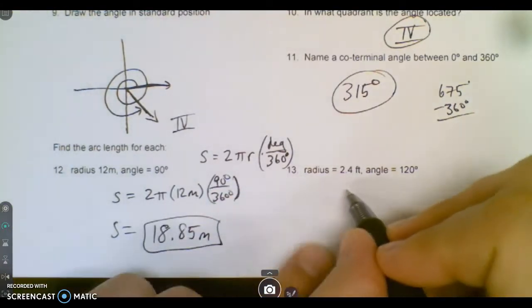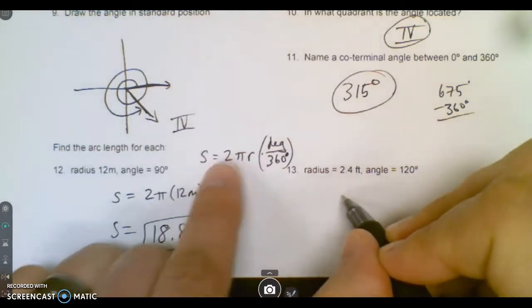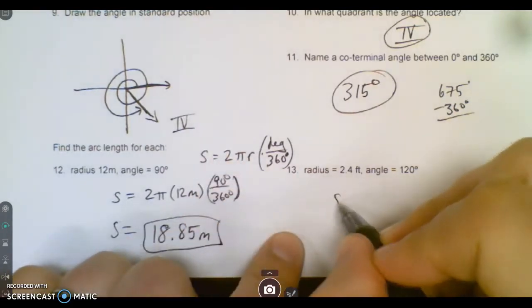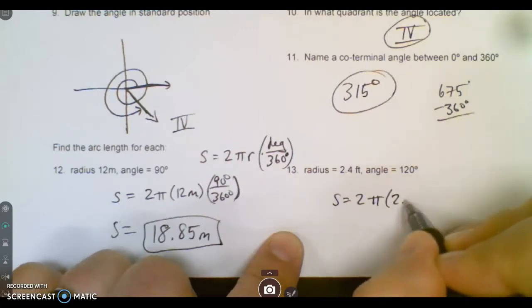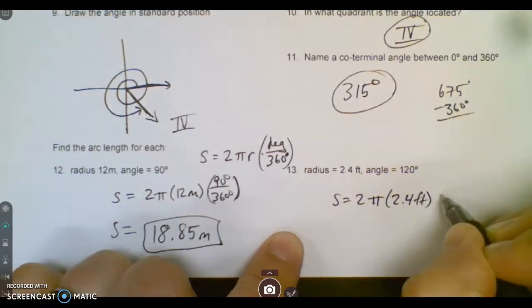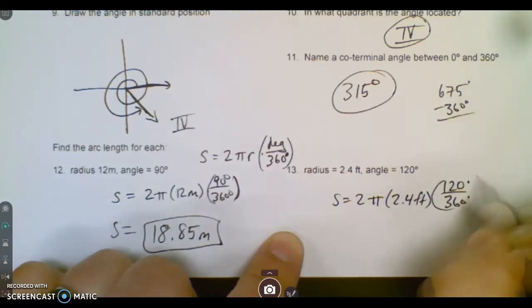Same deal here. We're just doing 2 pi r. So arc length is 2 times pi times 2.4 feet times 120 over 360. So this portion of the circle.